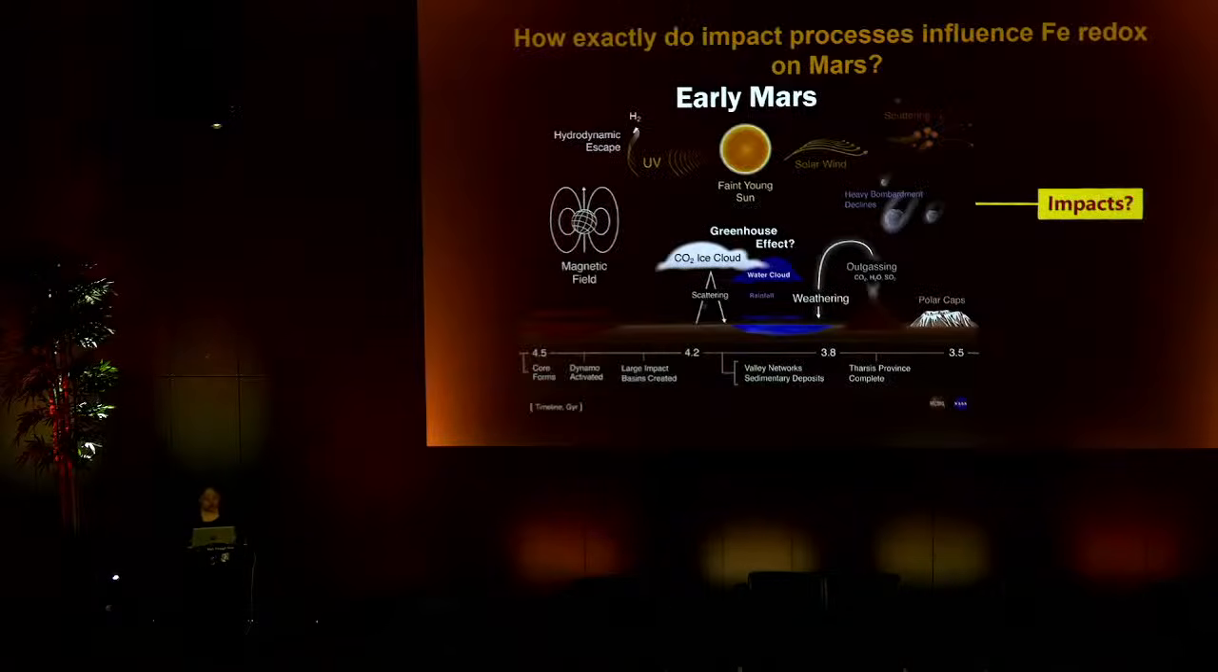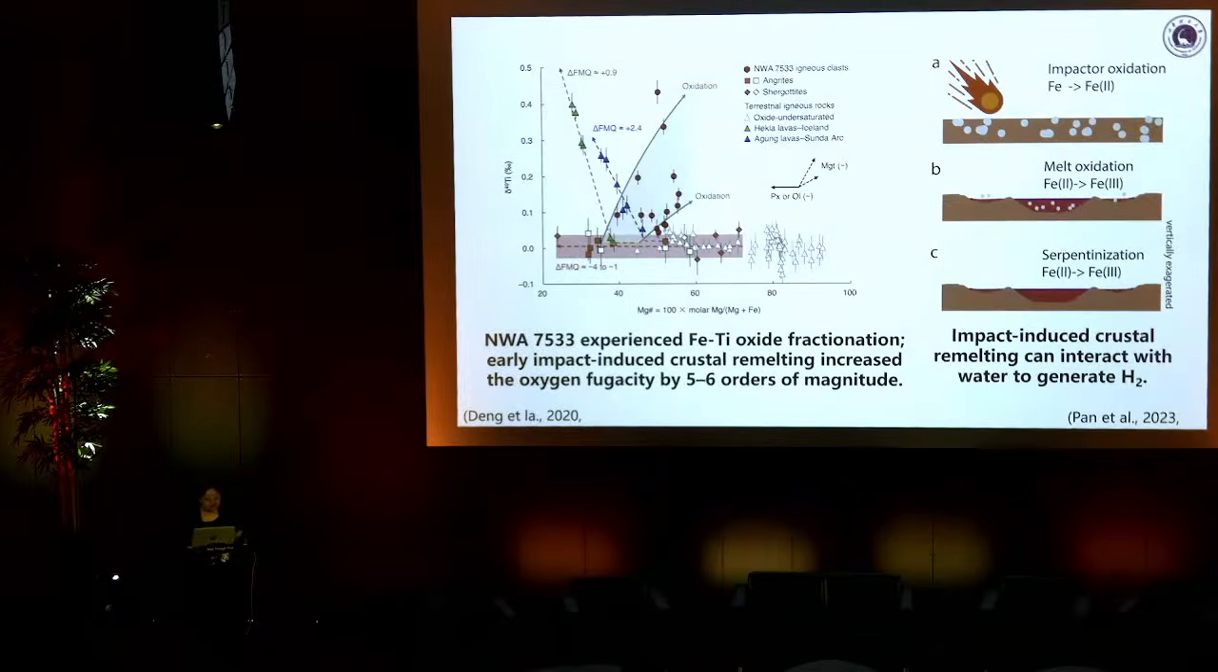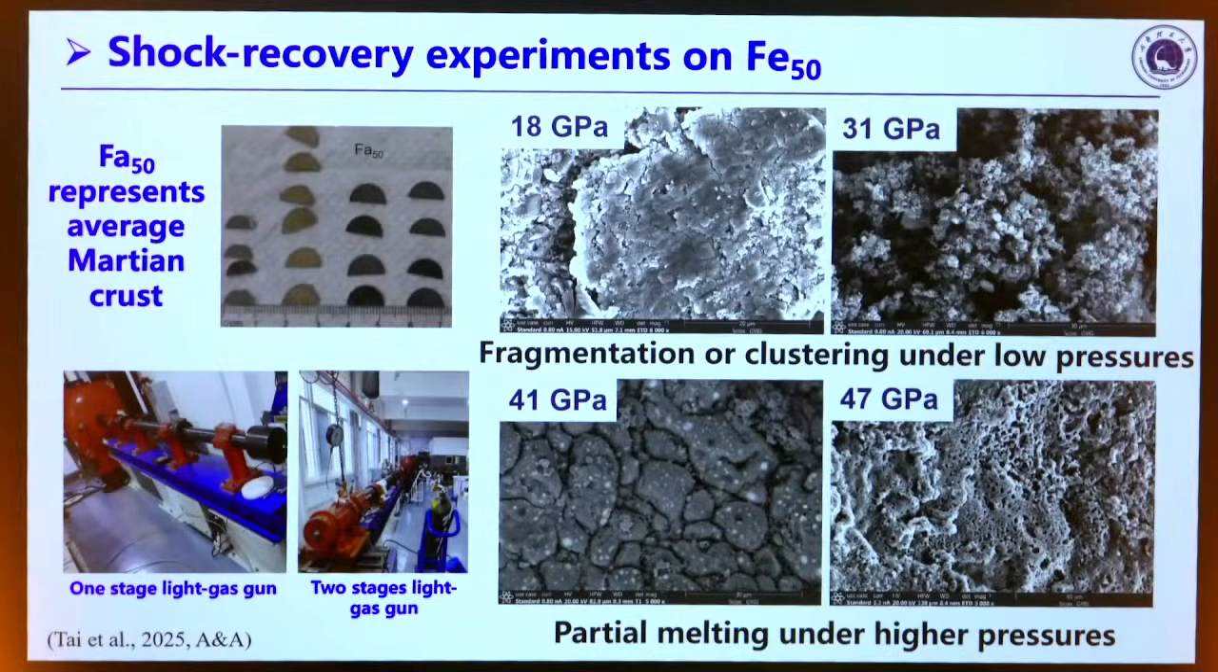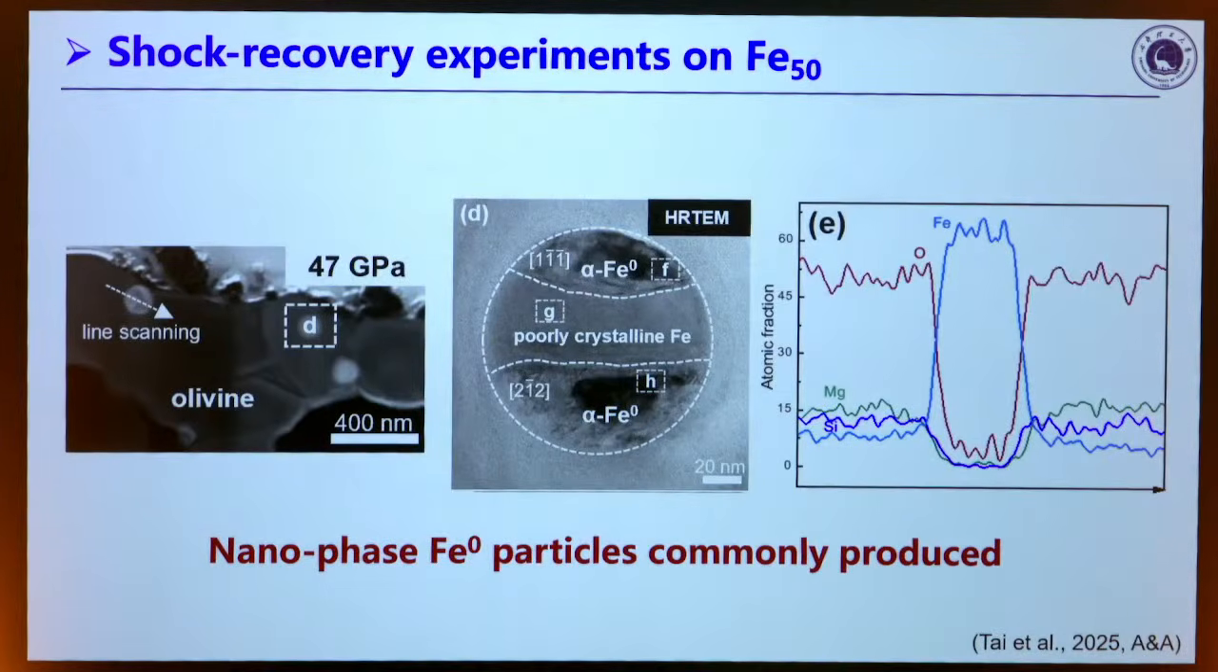Another finding is about how impacts induce iron redox cycling, because we know that in early Mars there should have been a lot of impacts on the surface. Previous studies have indicated that if you get an impact and remelting, you may increase the oxygen fugacity, and if you have water involved in the system, you might generate hydrogen while oxidizing the crust. But what if we don't have water in it? So we tried a shock recovery experiment on the Fa50, which represents the average Martian crust, and we actually can form a lot of nanophase metallic iron particles in our olivine.